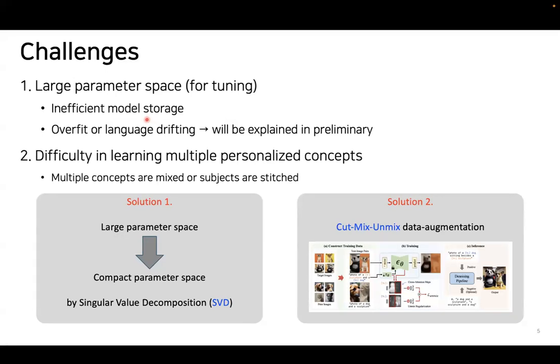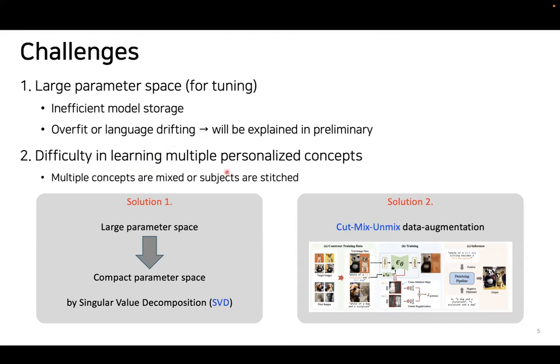The second thing is that, okay, I said personalization, but how about generating multiple personalized concepts in one image? Then in this case, the limitation is that the multiple concepts are stitched or mixed unintentionally. So this is the problem.